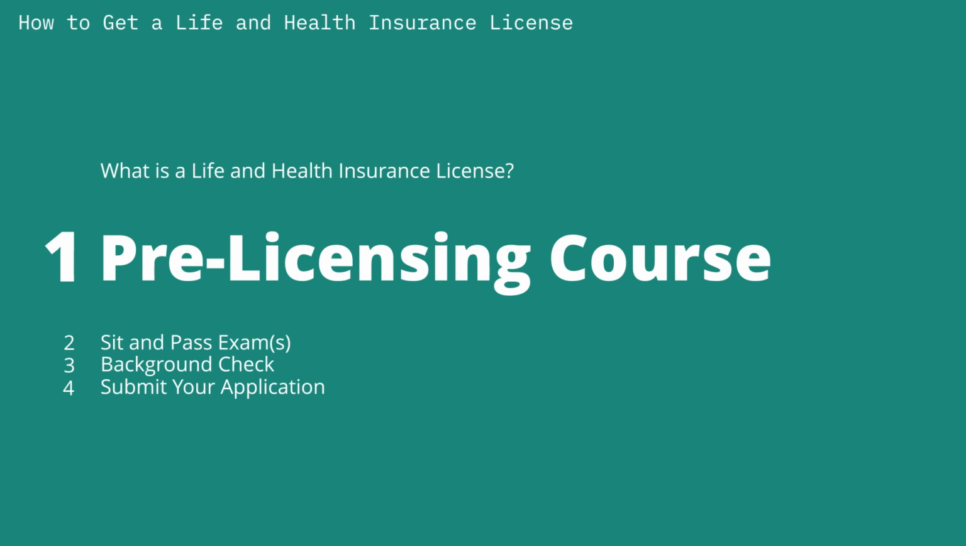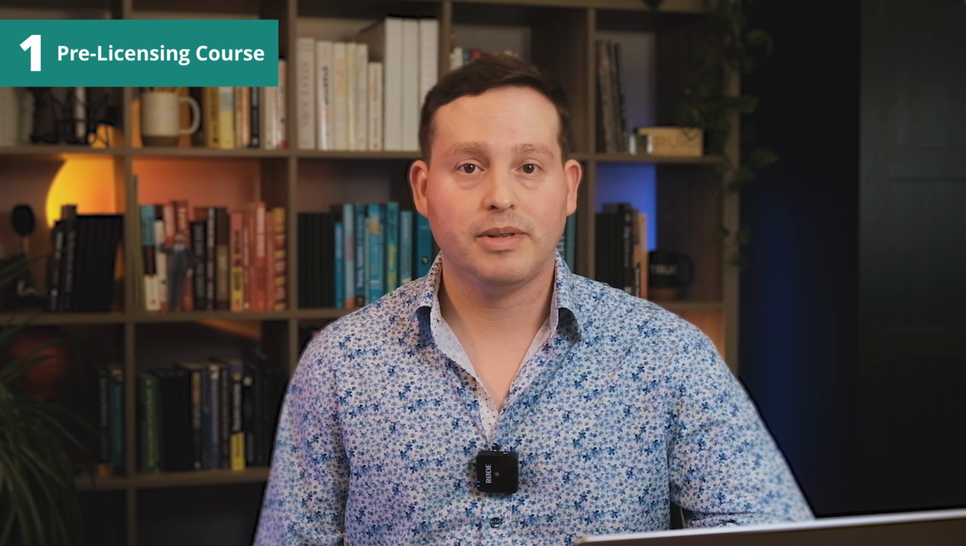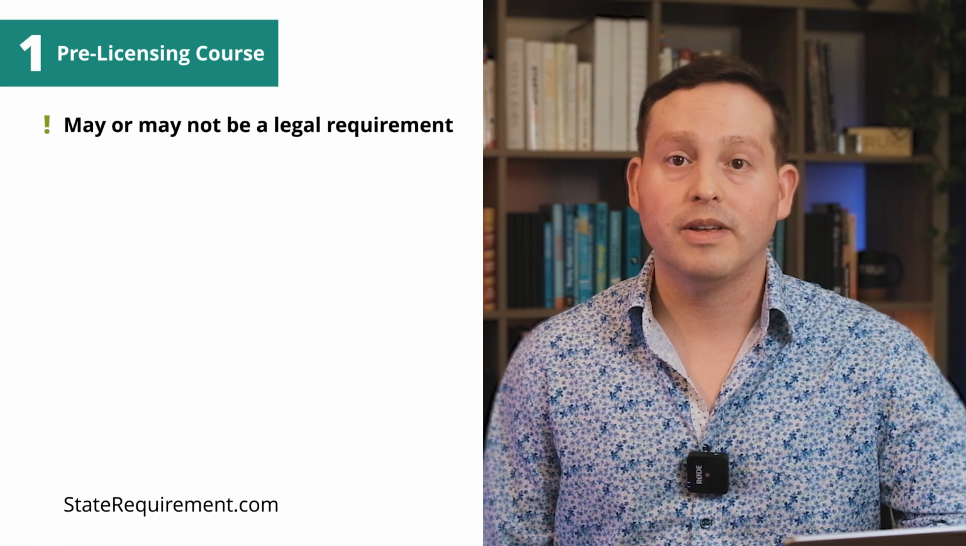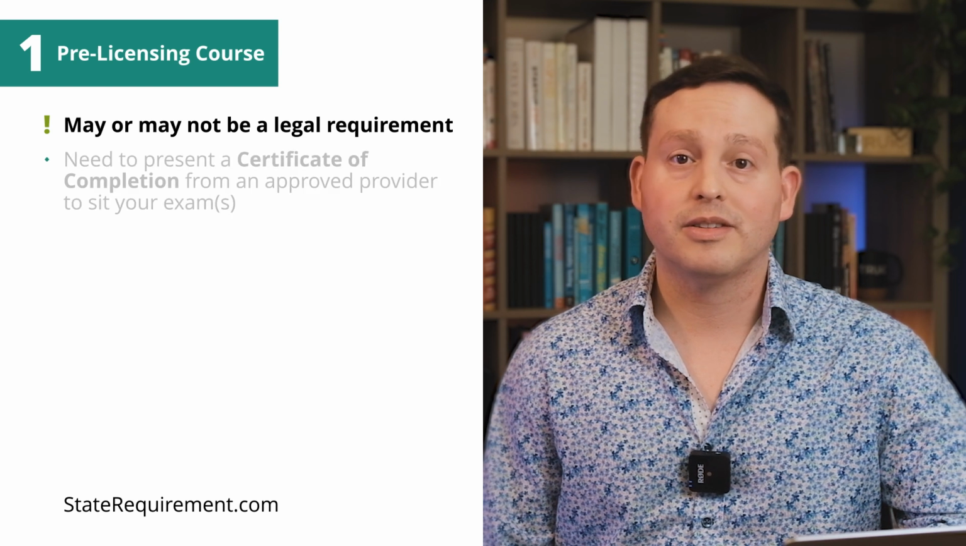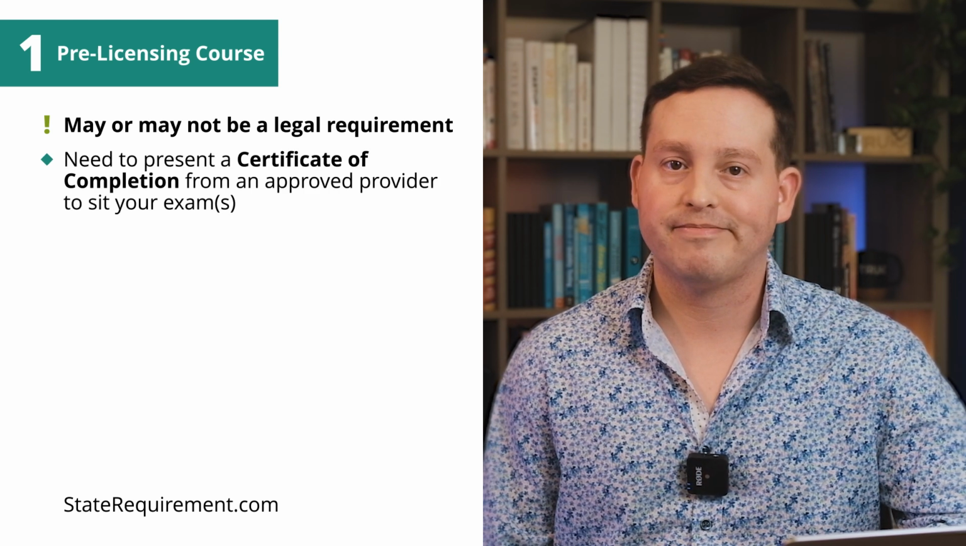Okay, with that out of the way, we'll now move on to steps you'll need to complete in order to obtain your life and health insurance license. Step 1. Complete a pre-licensing education course. The first step you'll need to take towards getting licensed as a life and health insurance agent is complete a pre-licensing education course. Depending on the state you're based in, this may or may not be a legal requirement. If so, you'll likely need to present a certificate of completion from an approved provider in order to be able to sit your insurance exam.